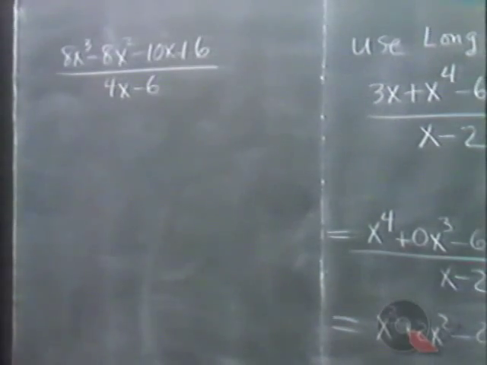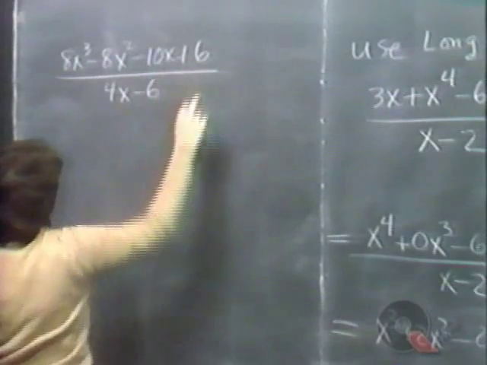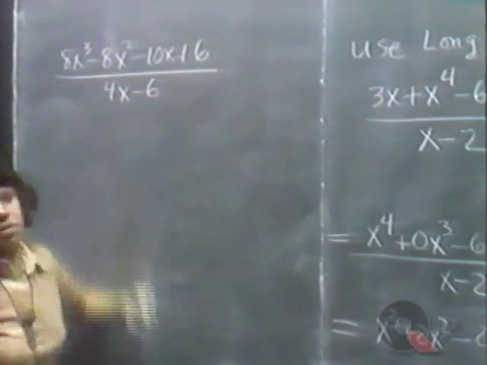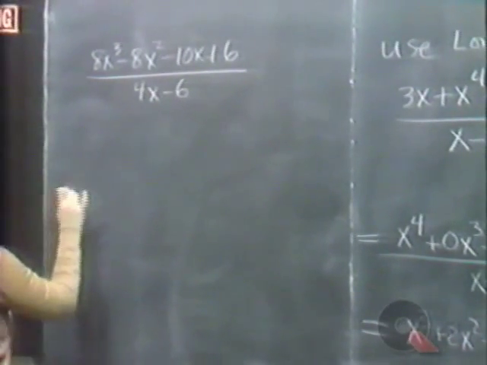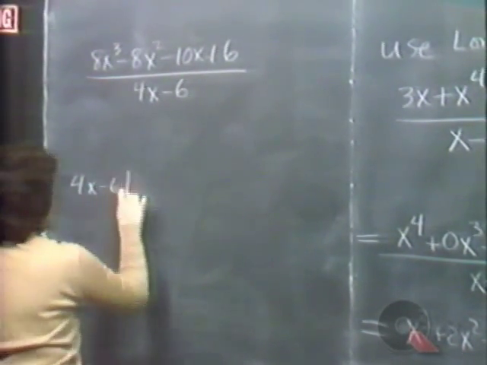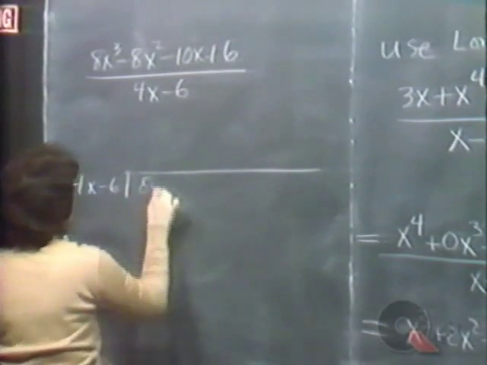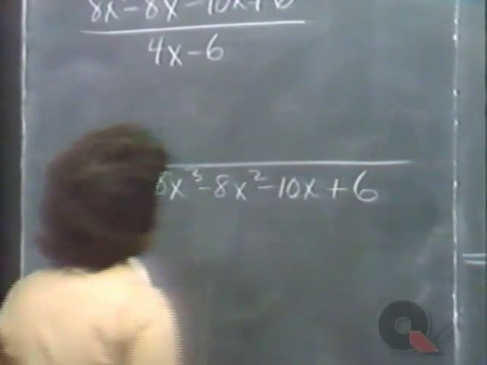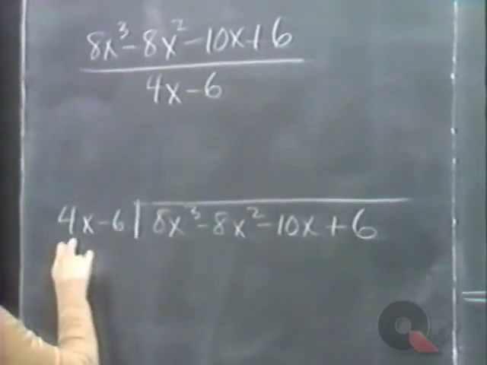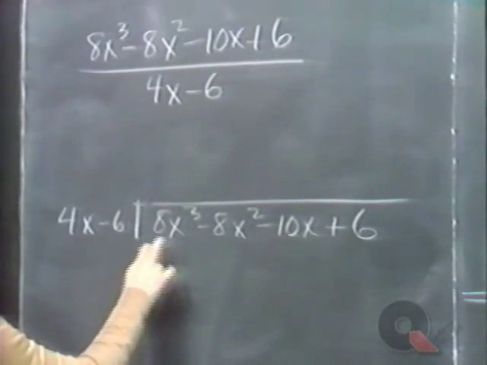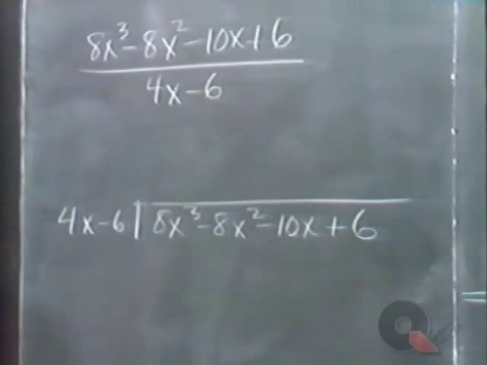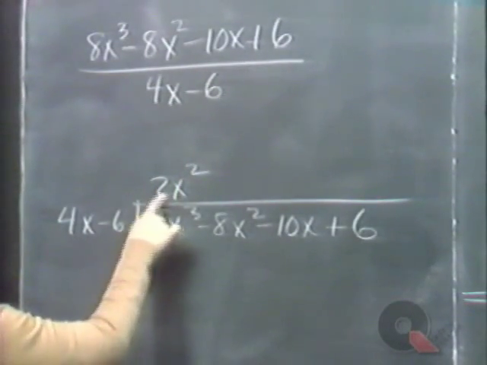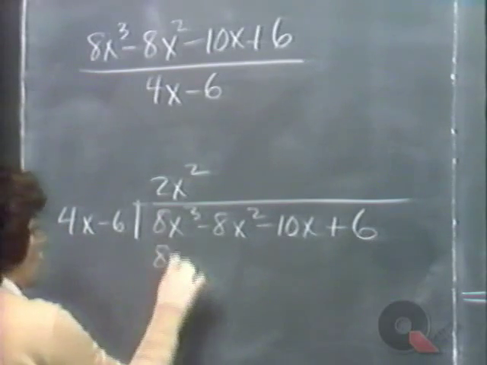Okay, we already have it written in descending order of degree, and every term is accounted for, the x cubed, x squared, the x, and the constant term. So let's go. 4x minus 6 into 8x cubed minus 8x squared minus 10x plus 6. How many times does 4x go into 8x cubed? In other words, we're looking for something which when multiplied by 4x will give us the 8x cubed. So we need a 2x squared. 2x squared times 4x gives us 8x cubed.